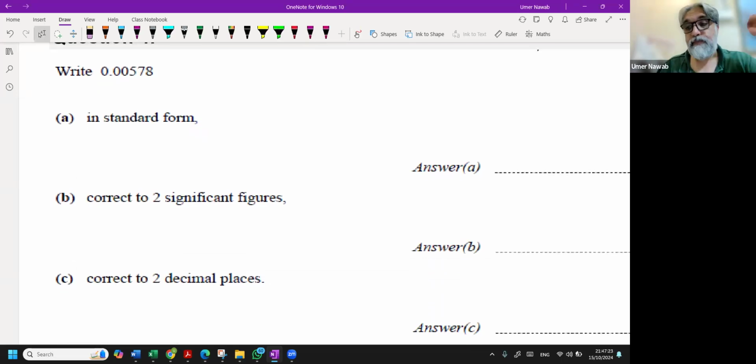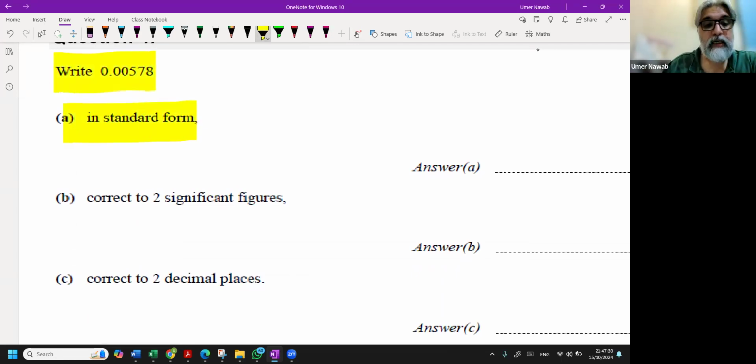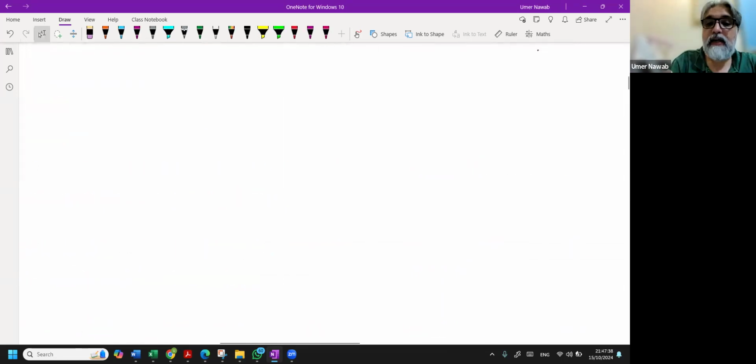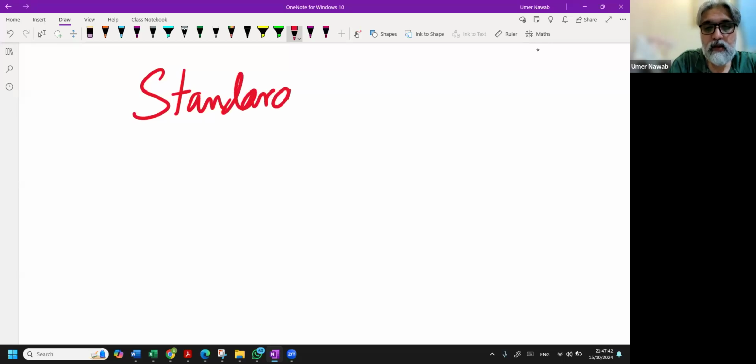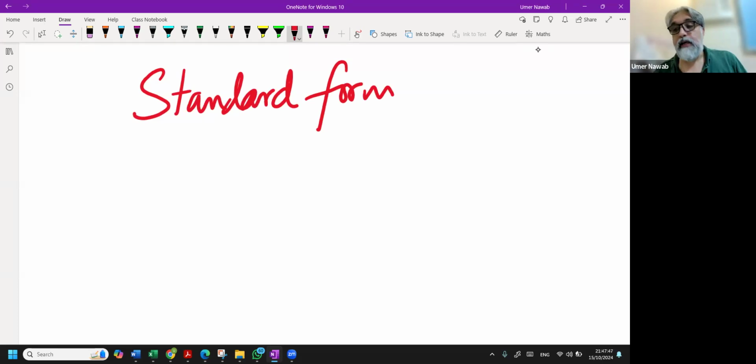Now, another concept came on our way. I have to write this number in standard form. I need to explain the concept of standard form. In standard form, boys, standard form, in calculator, it is called scientific form.